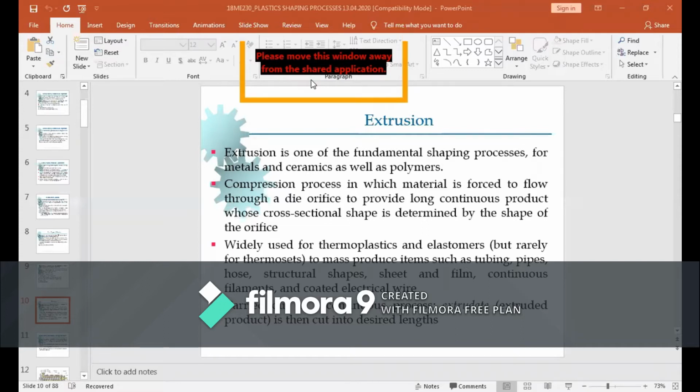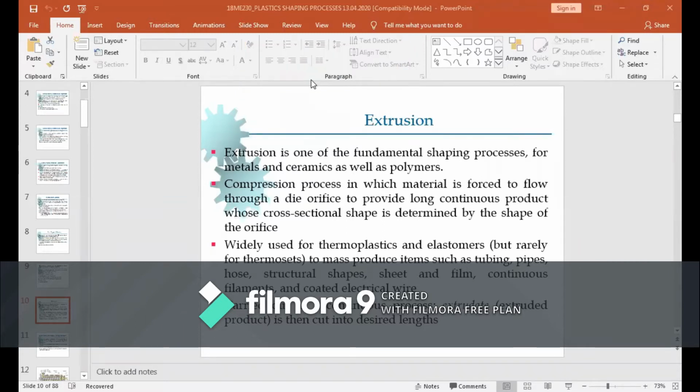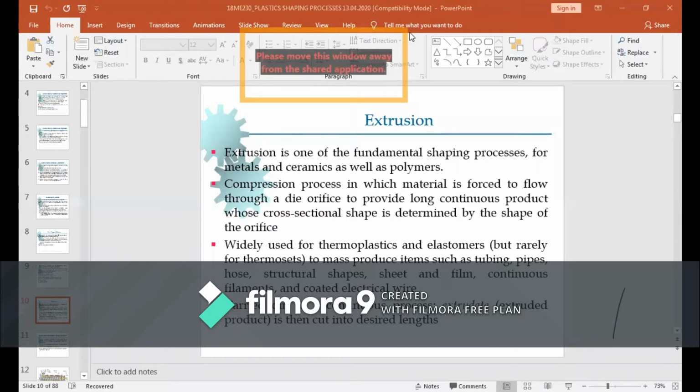Extrusion process is a compression process in which the polymer, the plastic in the form of a pellet, is flowed through a die orifice. Here they mention it as an orifice. Instead of die or nozzle, they will say orifice here.